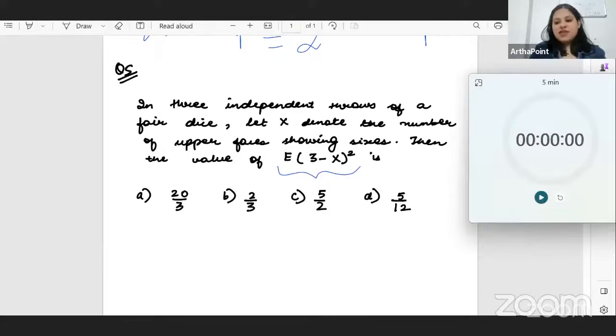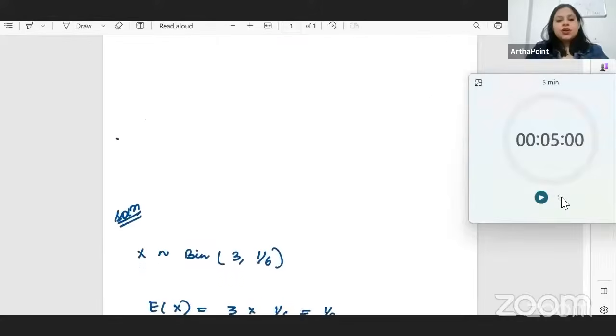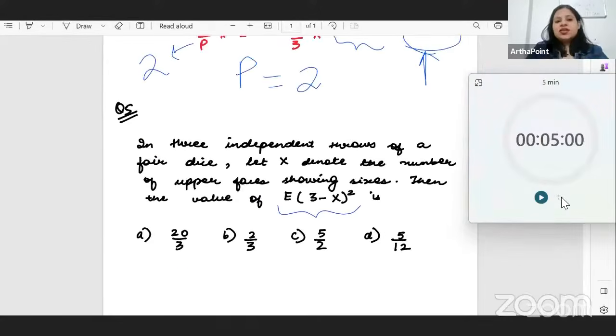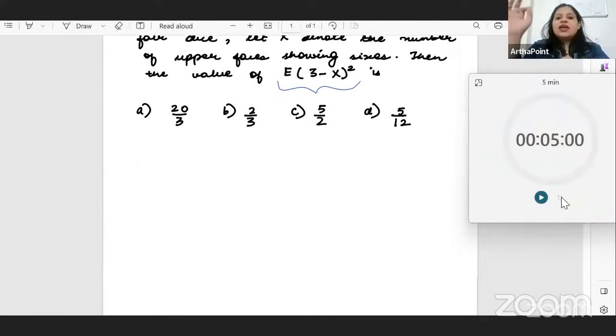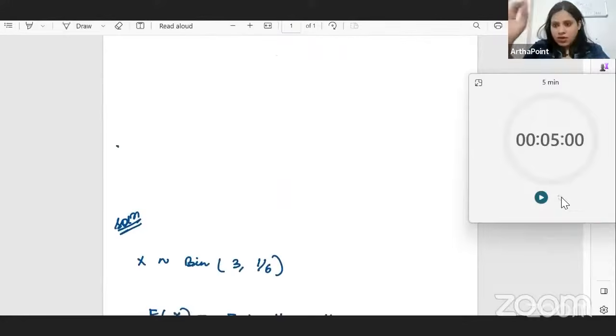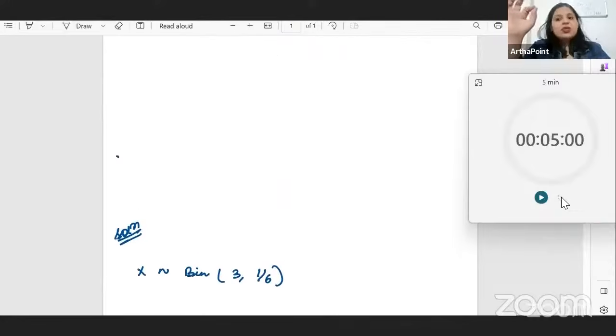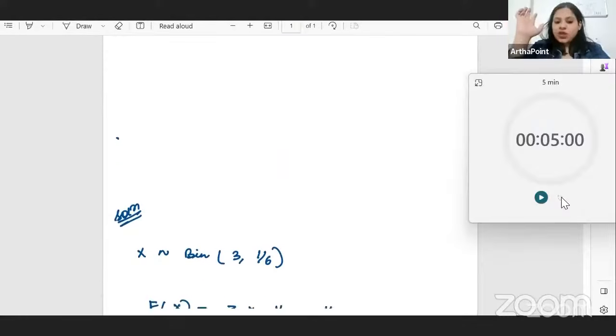Okay, time's up. Let's have a look at the solution to this question. So, beta, see that it is a dice that you're throwing. You are interested in the number of sixes. So getting a 6 is a success, and getting any other digit is a failure. So very simple, we can simply say that X is distributed binomially with n equal to 3 and p equal to 1 by 6, right?